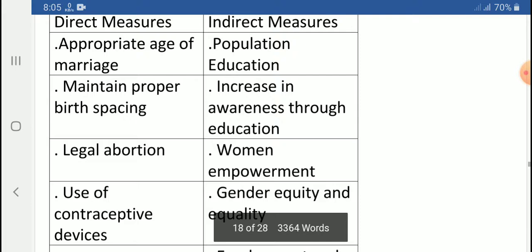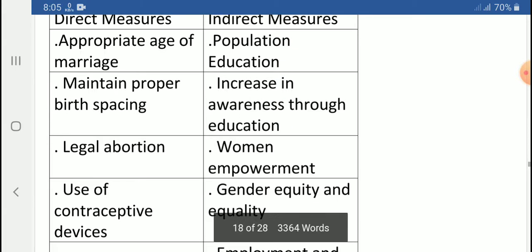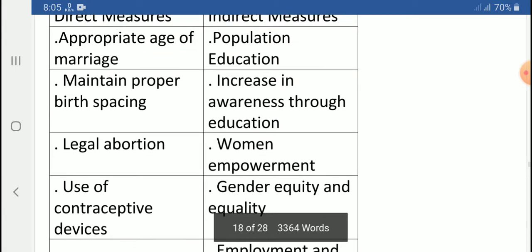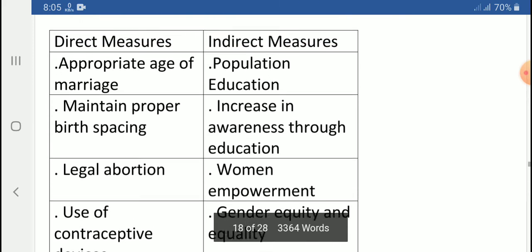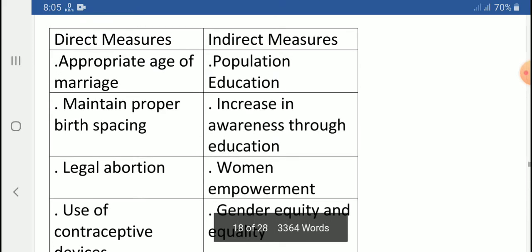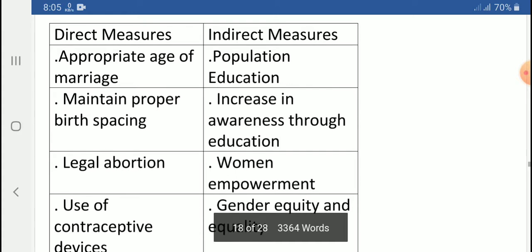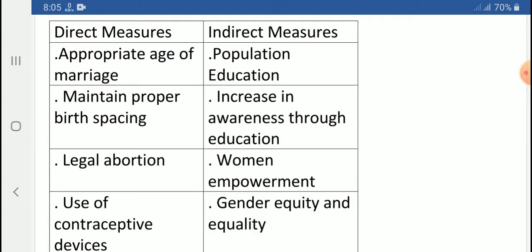This sort of question has been asked many times, so you just go through these points and remember them. I have even discussed a formula to remember the points. Direct measures are the measures that, when adopted, directly help to control the population. Indirect measures take time to give results, but direct measures give results soon. These are the main differences between direct and indirect measures.